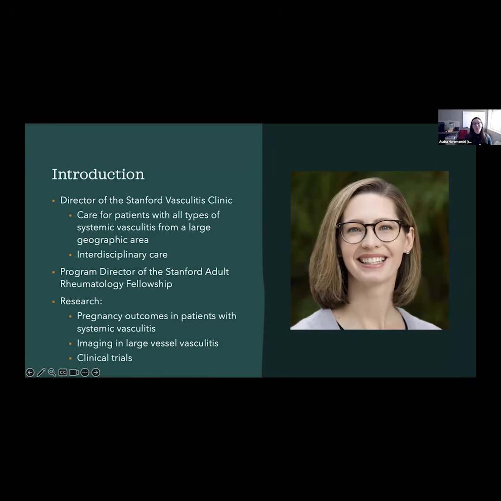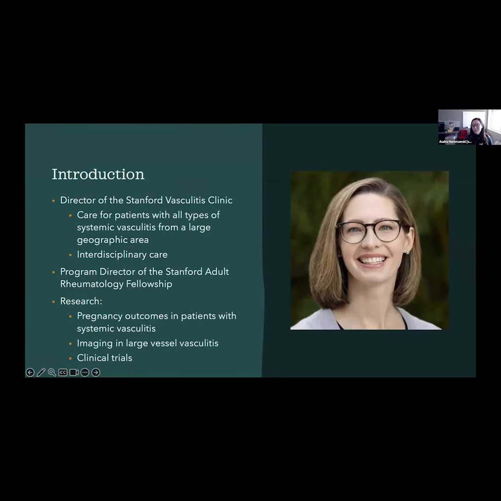Another part of my job is that I'm the program director of the Stanford Adult Rheumatology Fellowship. So it's part of my job to help train our rheumatology fellows workflows and how to recognize and treat systemic vasculitis. I am involved in a variety of different research efforts, but my primary focus is on pregnancy outcomes in patients with systemic vasculitis. And I was honored enough to receive one of the Vasculitis Foundation's grants this year to look at the use of azathioprine during pregnancy in patients with vasculitis.